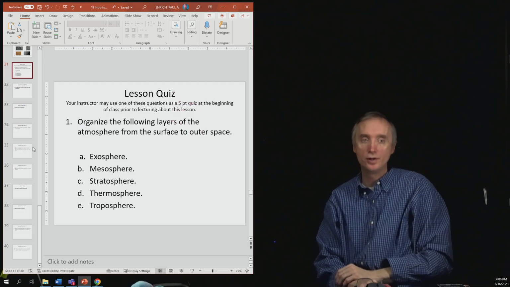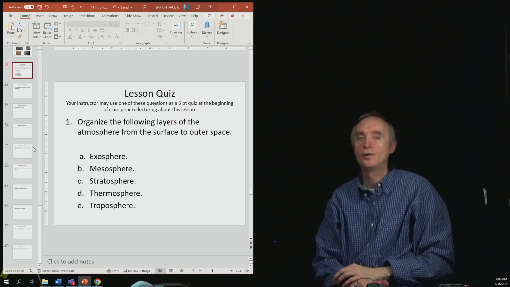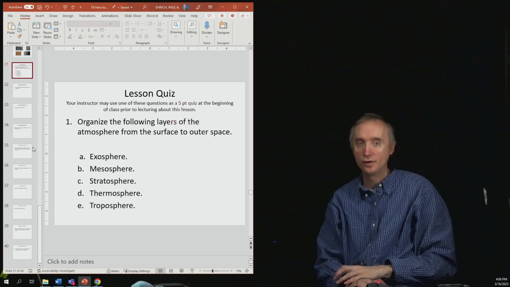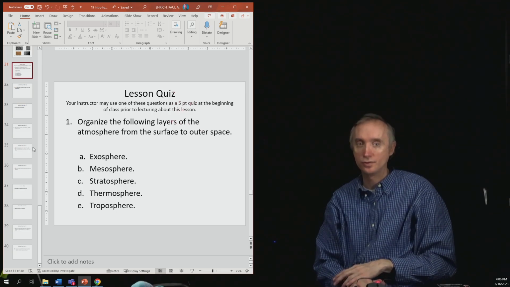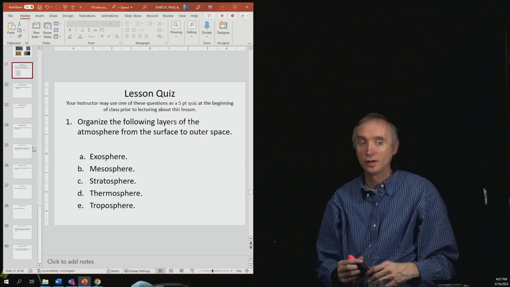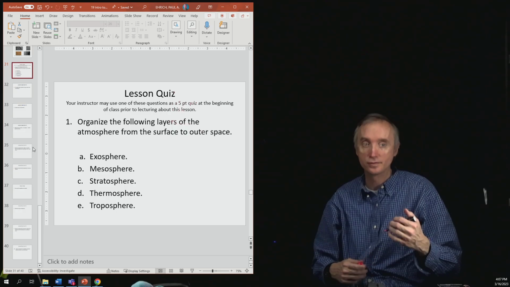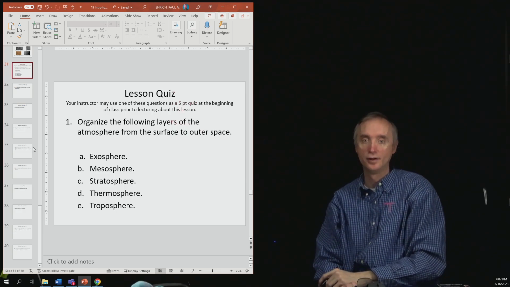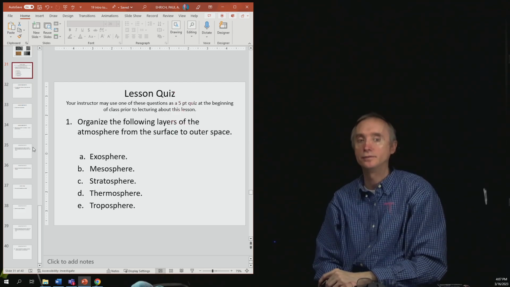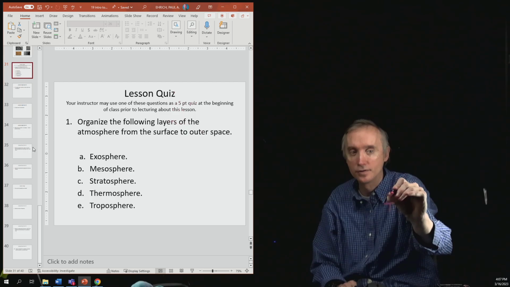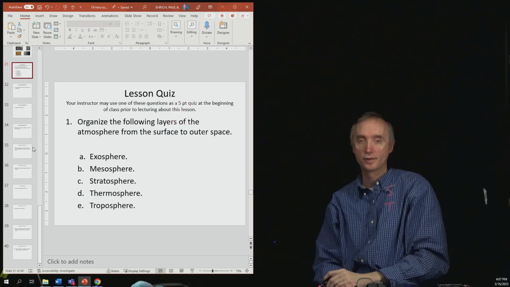Okay, it's time to take a quiz over what you've learned. So, question number 1. Organize the following layers of the atmosphere from the surface to outer space. So, what is the layer that is the closest to the Earth's surface? Okay, that's going to be the troposphere. All right, what's going to be above that is the layer that has the ozone layer. So, that's going to be the stratosphere.